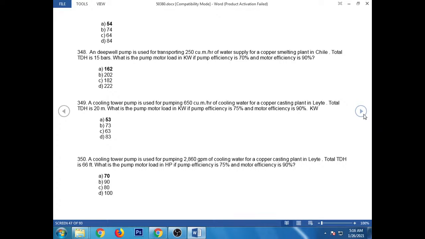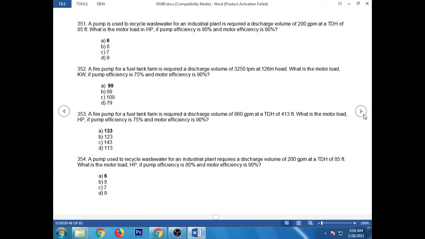A cooling tower pump is used for pumping 2,860 GPM of cooling water for a copper casting plant in Leyte. Total TDH is 66 feet. What is the pump motor load in HP if pump efficiency is 75% and motor efficiency is 90%? Answer: 70.